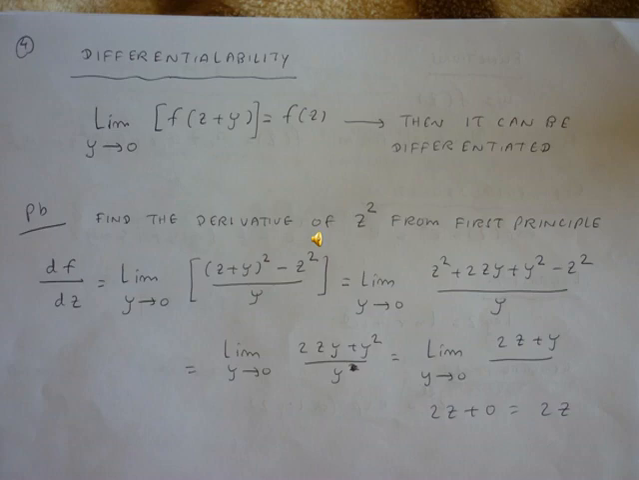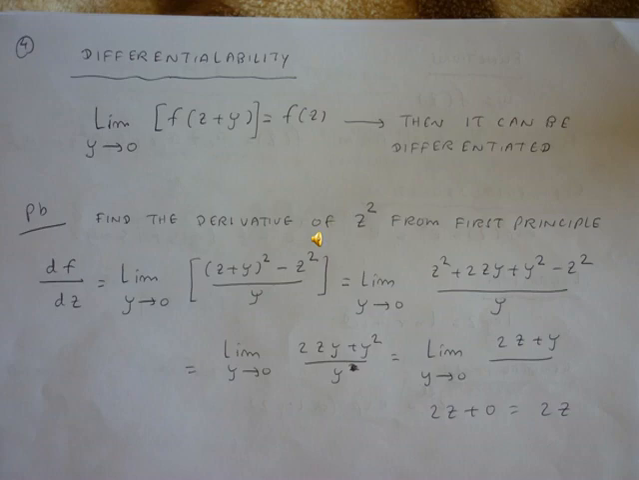This can be represented mathematically as the limit as y approaches 0 of f(z+y) equal to f(z). So if a function satisfies that condition, the function is continuous, and then the function can be differentiated. Based on this principle, we can find the solution for the following problem.